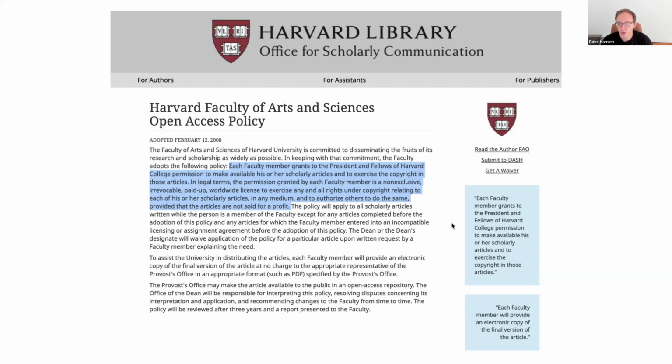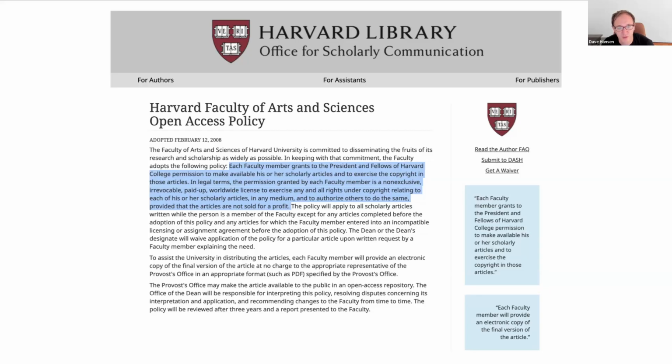We also have a set of other policies that gets layered on top that maybe does give some rights back to the university. And this happens in a couple of different ways. I mentioned faculty open access policies already. Here's one example, the Harvard model. This is the Harvard Faculty of Arts and Science open access policy.